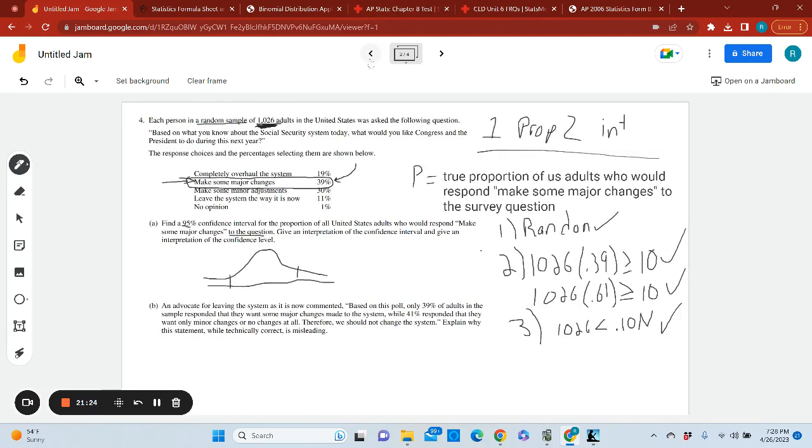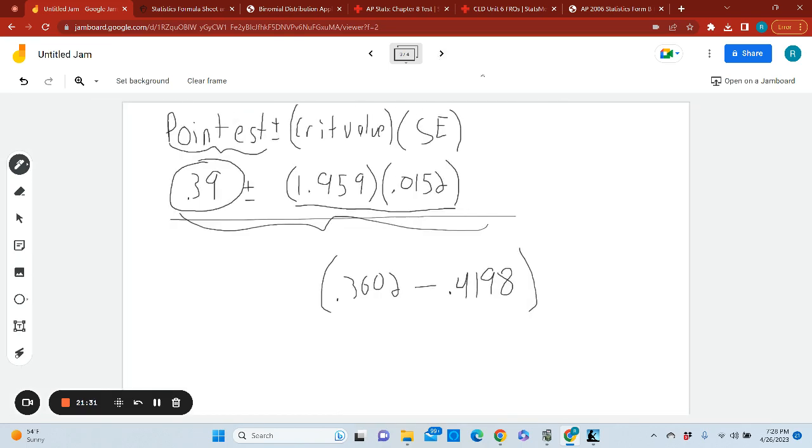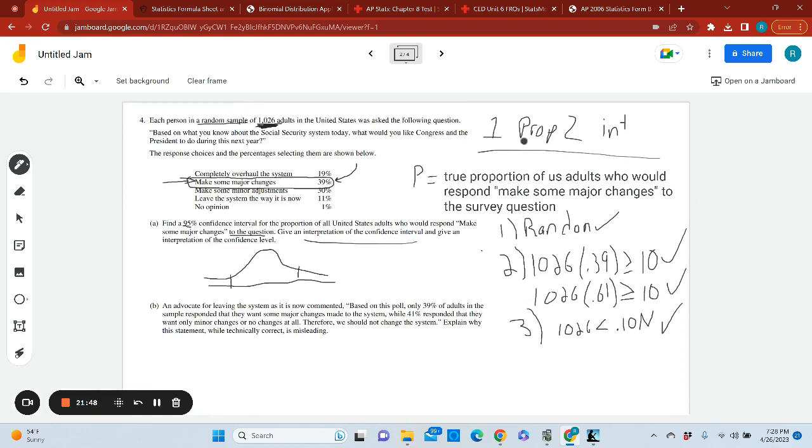Okay? Then they also want us to interpret. What do they want us to do? Interpret the confidence interval. It's always the same interpretation. We are 95% confident that the interval from 0.3602 to 0.4198 will contain whatever it is we were trying to estimate, in this case, the true proportion of U.S. adults who would respond, make some major changes to the survey question.